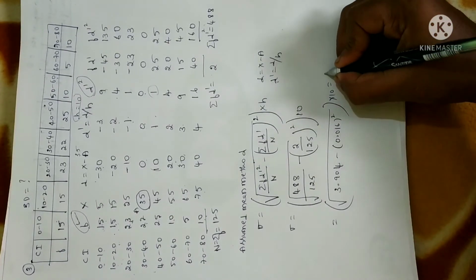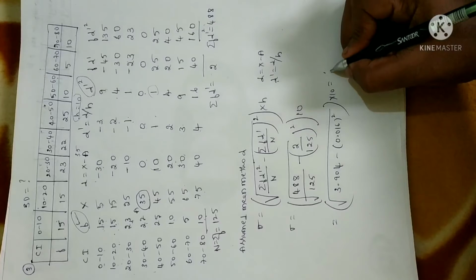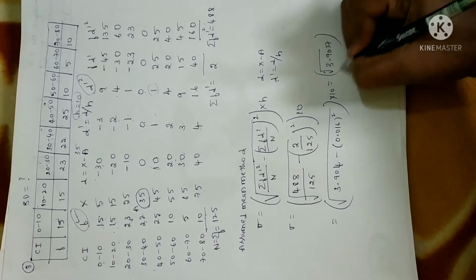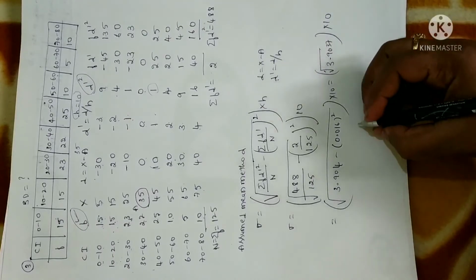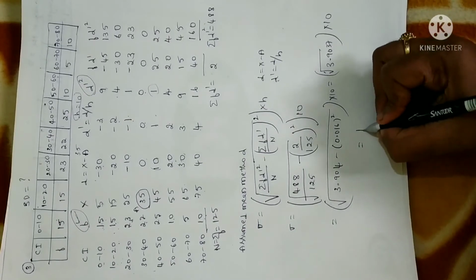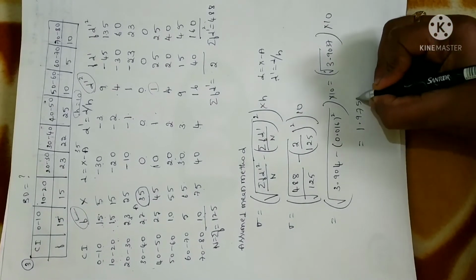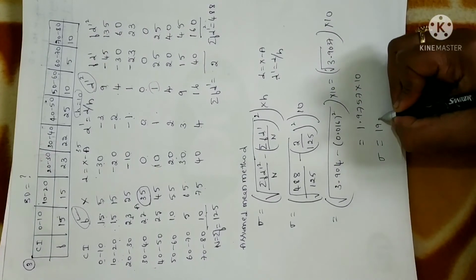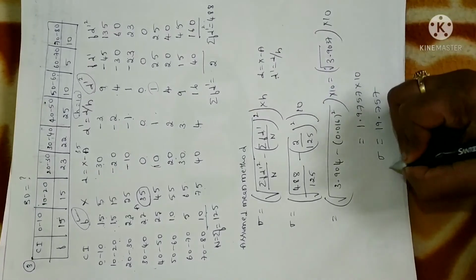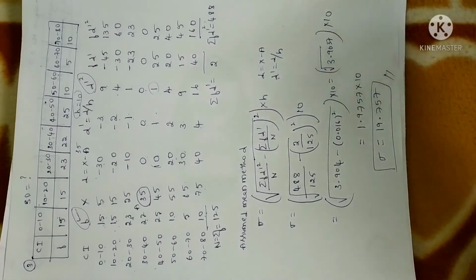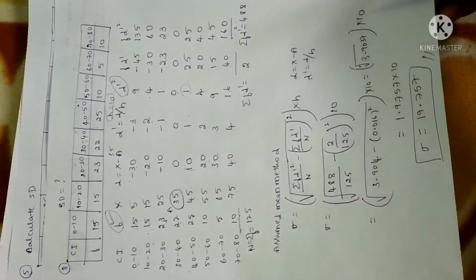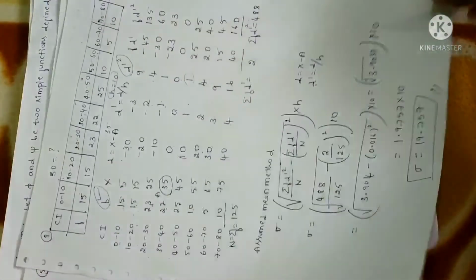So further if you simplify this total value, you will get square root of 3.9037 into 10. So after taking square root, you will get 1.9757 into 10. So the required standard deviation will be 19.757. So this is the required standard deviation for the given data. So let me solve one more problem. Hope it is clear for you.